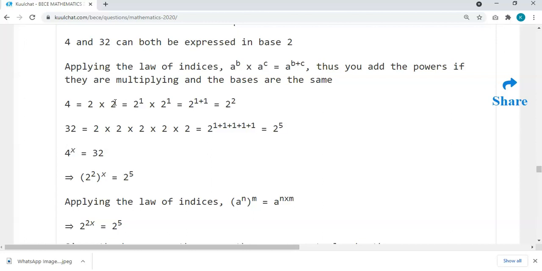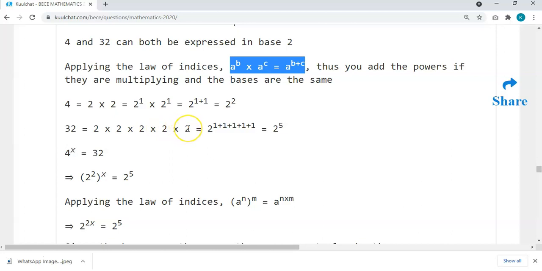From the law of indices, which is quoted over here, when the bases are the same, you just add the powers. So we have the base here, and we just add b plus c. In a similar way, 4 is the same as 2 times 2. Each 2 has power 1 but it's not written, so when multiplying, you just add the powers: 1 plus 1 gives you 2 to the power 2. And 32 is the same as 2 times 2 times 2 times 2 times 2. 2 times 2 gives you 4, 4 times 2 gives you 8, 8 times 2 gives you 16.